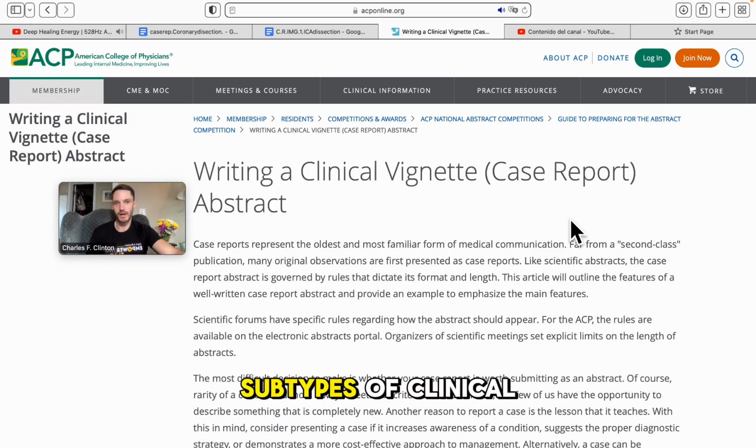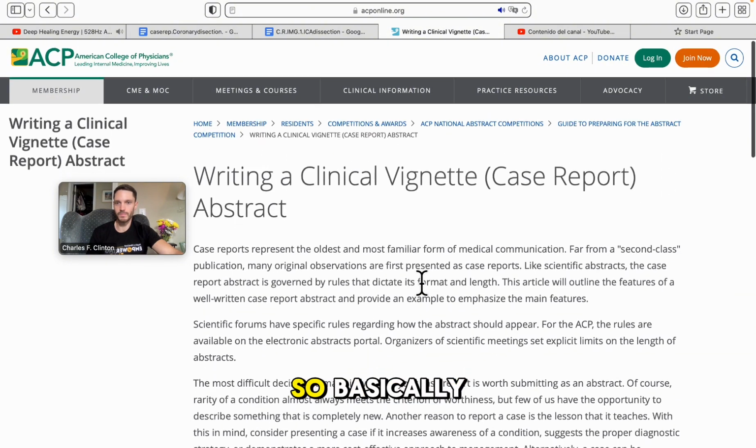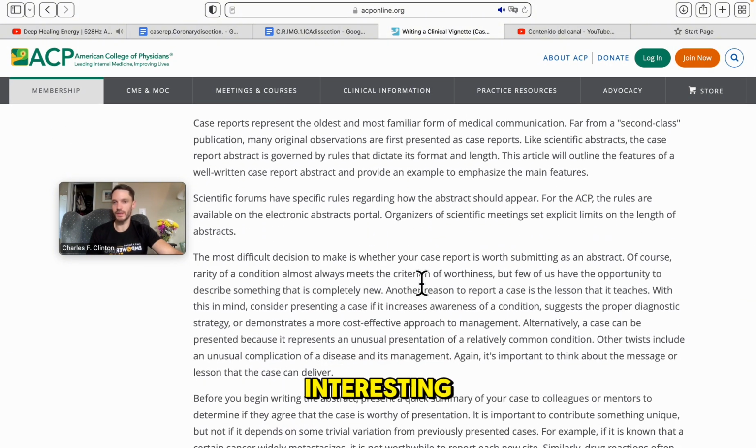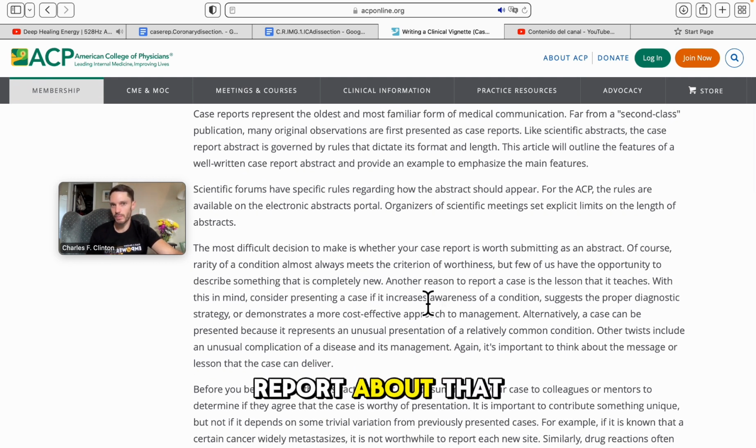There are different subtypes of clinical vignette. I think we might have the explanation here, but we'll see that shortly. Number one is, why is this interesting? When you have an idea, run it by people, because I've seen medical students say, oh, this is so interesting, a patient with Lyme disease. I've never seen it. Can we do a case report about that?